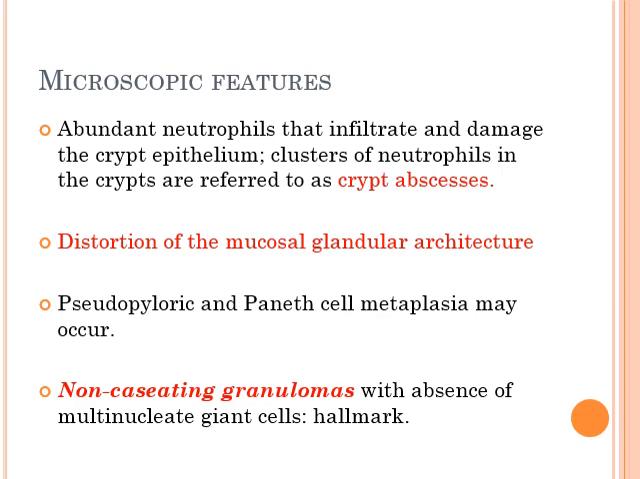But the hallmark which you need to remember for Crohn's disease is the presence of non-caseating granulomas with absence of multinuclear giant cells. Now, just to refresh your memory, caseating granulomas are commonly found in tuberculosis. So the granulomas which you find here in Crohn's disease are non-caseating granulomas. That means you don't get a central area of caseating necrosis here.